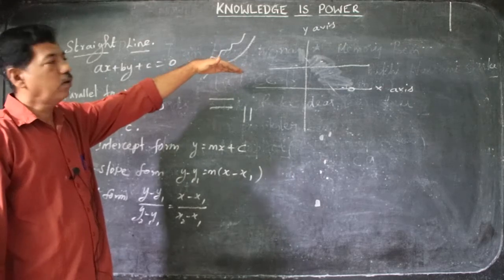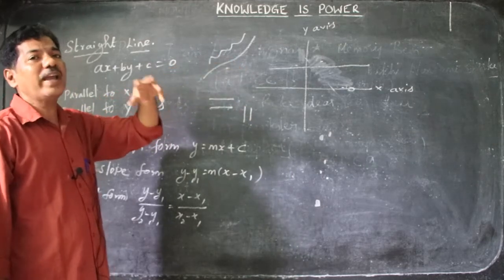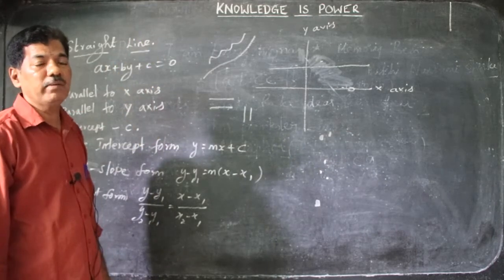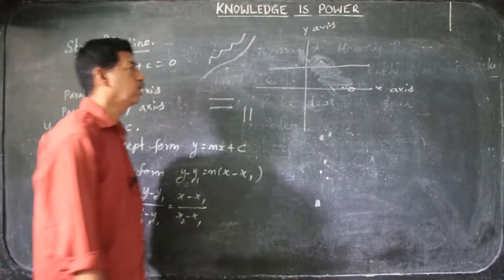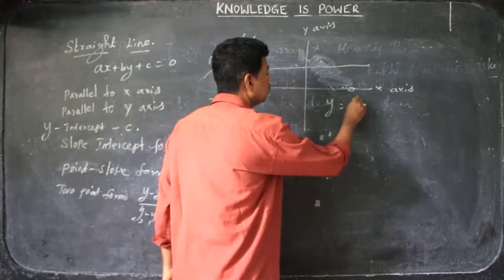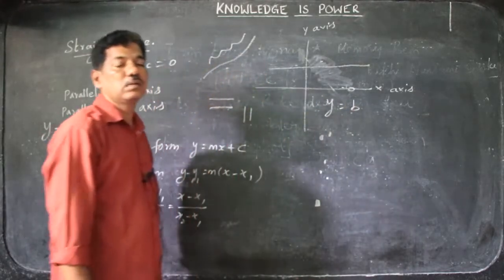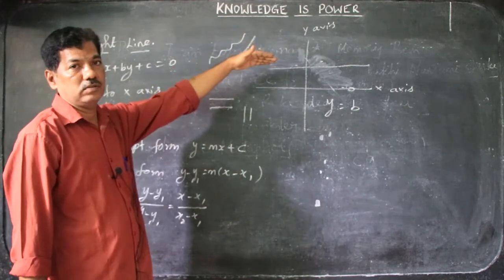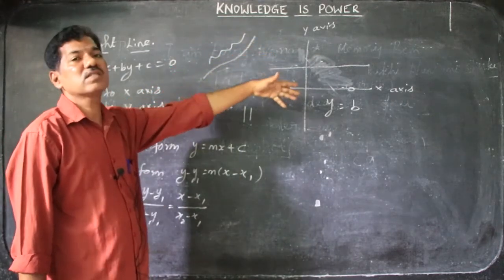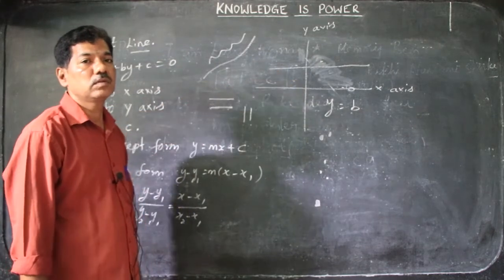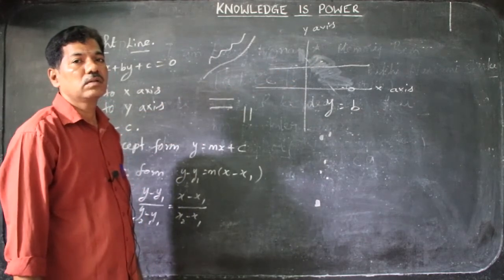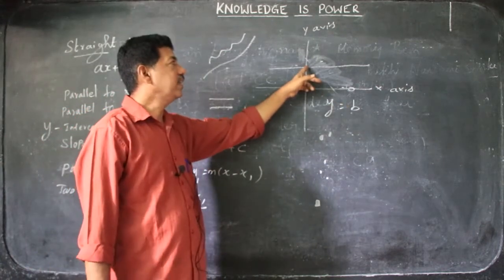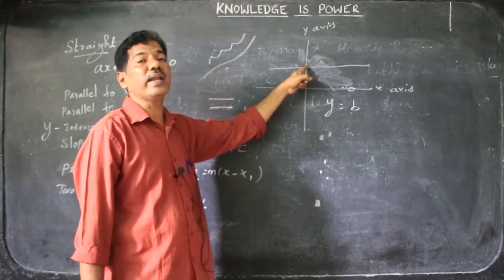Is it clear? Here y will be what? Y will have a certain value, that is y equal to b. They will take it as y equal to b. Parallel to x-axis, it will have a certain value. Y will be b because it will stay standard at this one point.